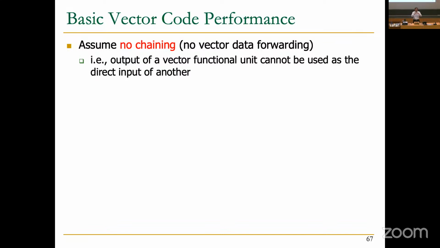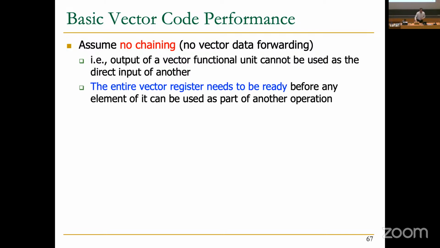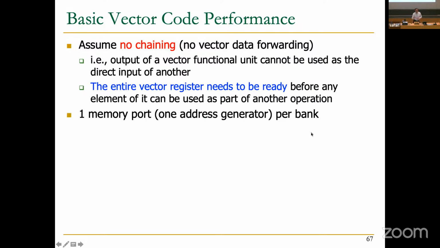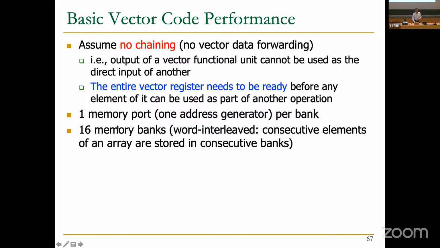The granularity of waiting is really the entire vector register, if you will. Basically the entire vector register needs to be ready before any element of it can be used as part of another operation. And we're also going to assume 1 memory port, 1 address generator per bank. This is a good assumption in general, but we're going to fix that. We're going to add more to this later on. And we're going to assume 16 memory banks. In this case, a word interleaved, meaning consecutive elements of an array are stored in consecutive banks.